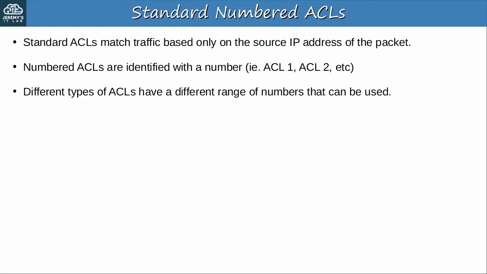Here's an important point. Different types of ACLs have a different range of numbers that can be used. Standard ACLs can use 1 to 99 and 1300 to 1999. Originally, standard ACLs could only use 1 to 99, meaning you could have a maximum of 99 standard ACLs on a single router. Later, this was expanded to include 1300 to 1999. So you can't configure a standard ACL with the number 100, for example. The number has to be in one of these ranges.